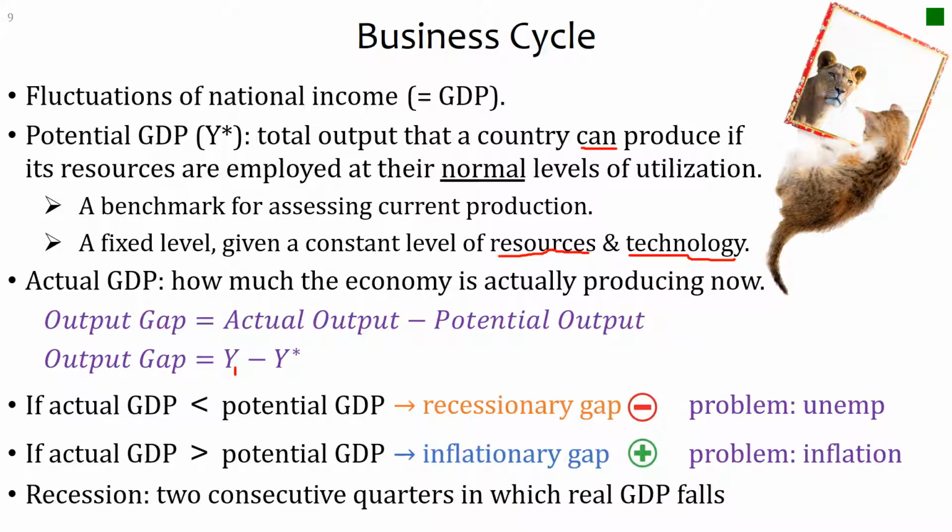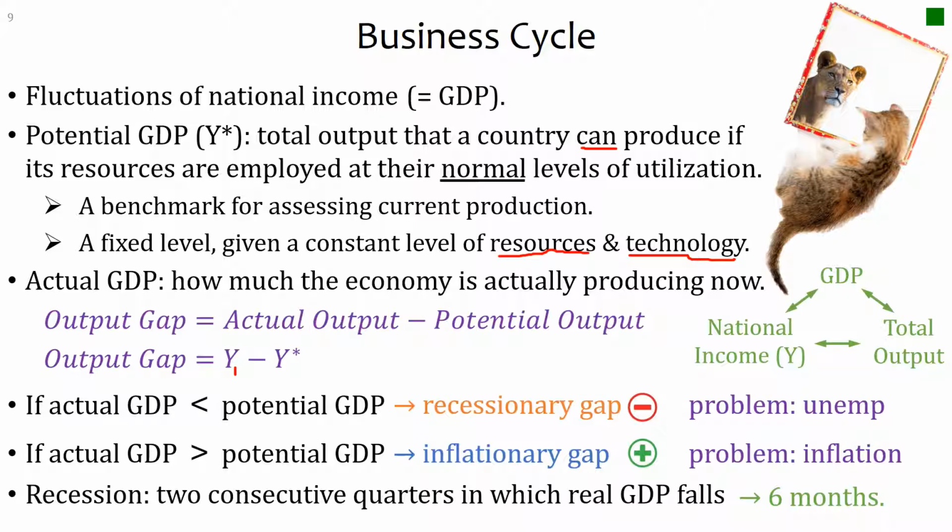A recession is defined as 2 consecutive quarters in which real GDP falls. What's a quarter? Quarter means 1/4, right? So 1/4 of a year is 3 months. So 2 quarters would be 6 months, right? So if real GDP falls for 6 months, then we call that a recession. Just to remind you, this GDP is the same as total output and the same as national income. These terms are interchangeable. If you don't like one of them, just use the other one. But you are going to see all of them. So whenever you see one of these things, it's really the same thing. So pause here and write down your notes.